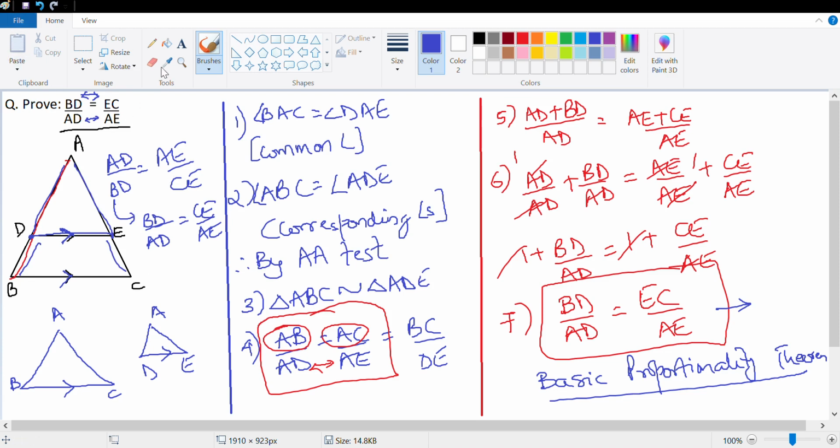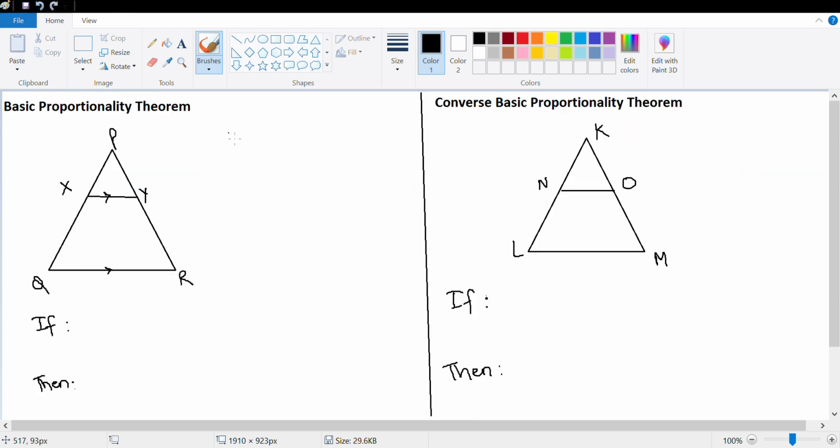It divides the two sides in the same proportion. Perfect. Let's look at this again with another diagram. In this case, the basic proportionality theorem states that if the line segment XY is parallel to the third side of the triangle, which is what is given, if XY is parallel to QR, then what I get is PX upon XQ is equal to PY upon YR, which means it divides the two sides of the triangle in the same ratio. Now this is the basic proportionality theorem.